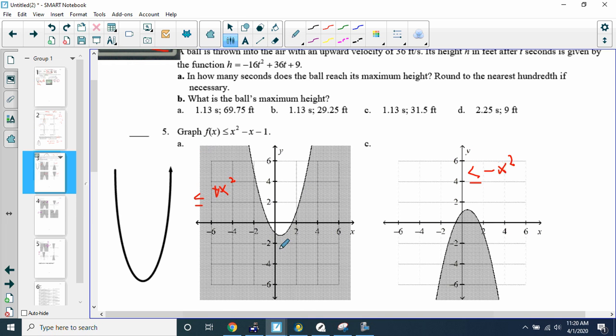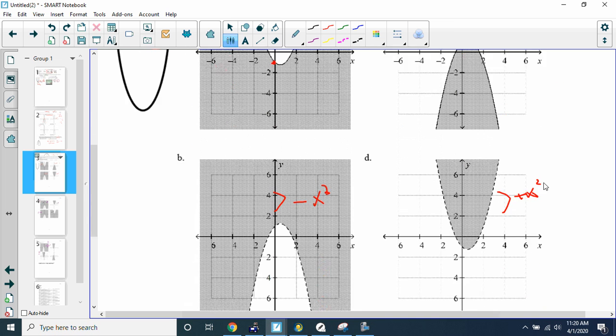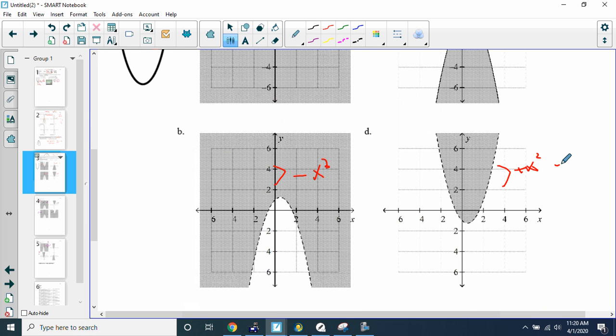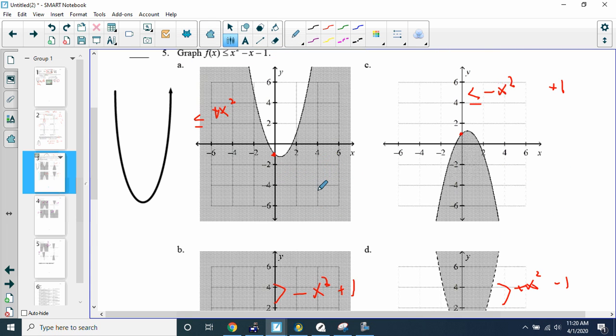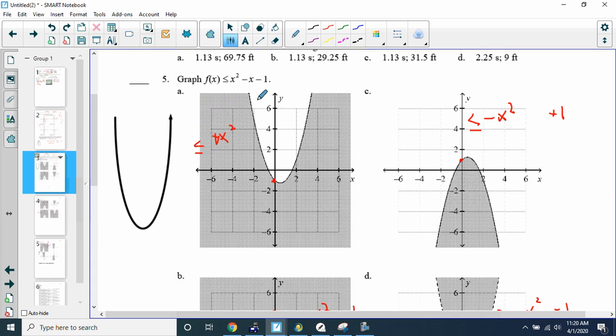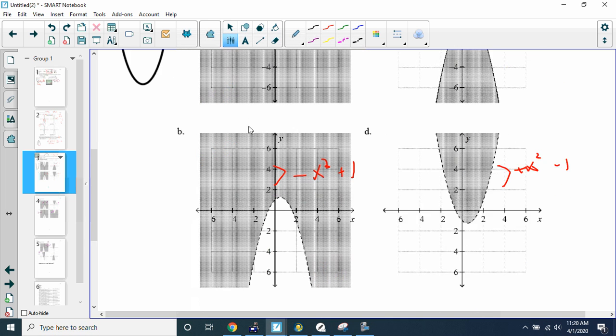The negative 1 just means it goes through negative 1 on the x-axis. This one goes through positive 1, so this would be a plus 1 over here. This one goes through negative 1, and this one goes through positive 1, just kind of building the equation here. Okay, and we'll talk later about the negative x, what that does.